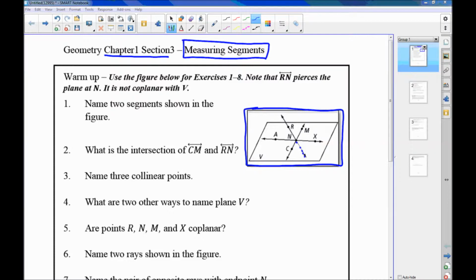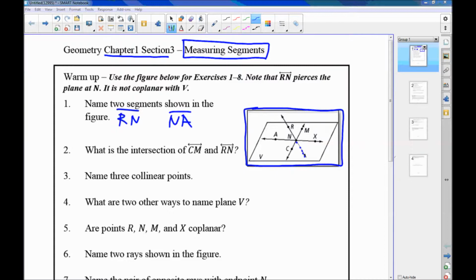So any two segments, we feel like there are bazillions of them. So we could say segment RN. Okay, that means ignoring the arrow part that goes on forever. That's just the line segment that starts at R and ends at N. We could also say segment AN or NA.